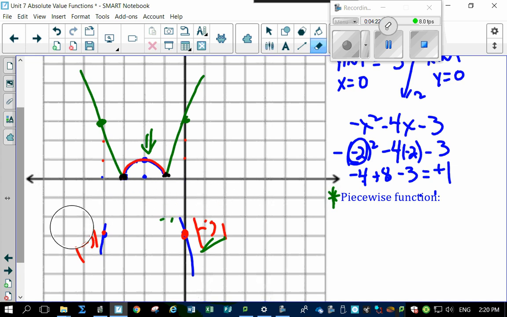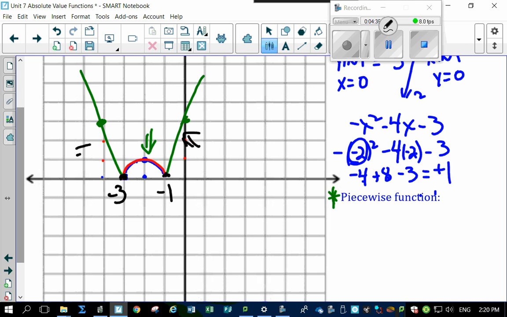Let me just clean this up first. Let's get rid of this. There's our graph. Okay, -3, like I said before, and -1 are our critical points. So what was flipped? This was flipped, that was flipped. That was just our original graph. So here we go. Piecewise function, y equals. The part that was normal, which was -x squared minus 4x minus 3, was not flipped. That's why we give it a positive, the section between -3 and -1.